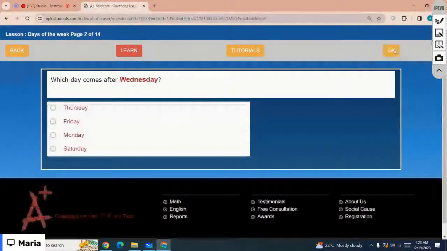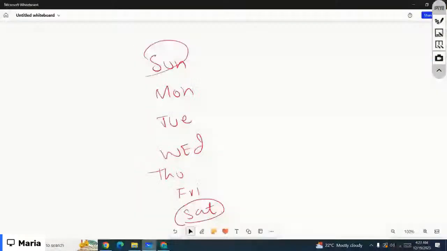Which day comes after Wednesday? Which is the correct option? You can see the days on the board. So here it is. Here is the Wednesday. Which is the day after Wednesday?